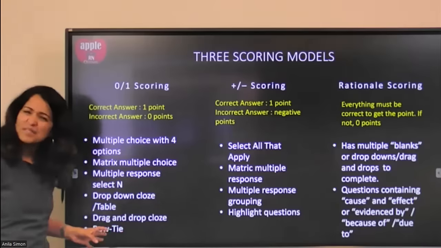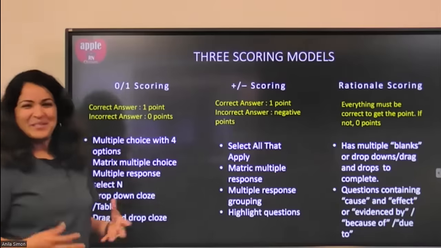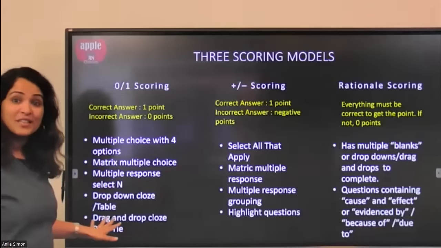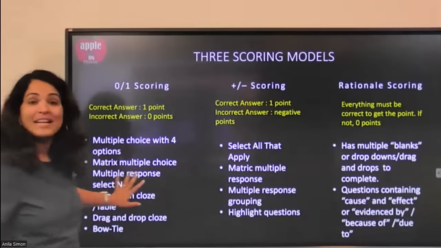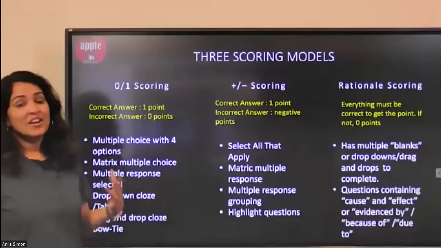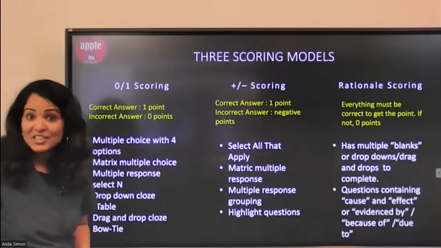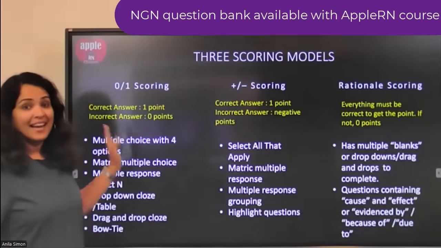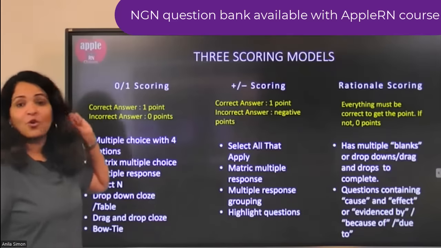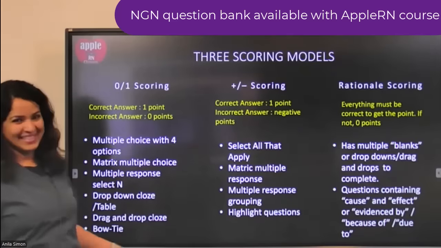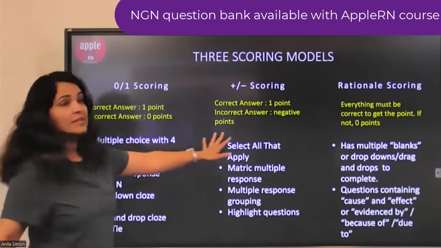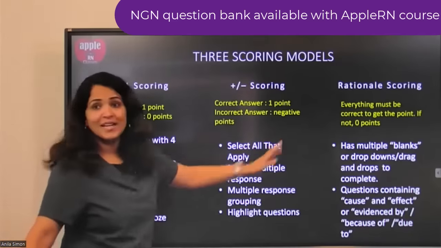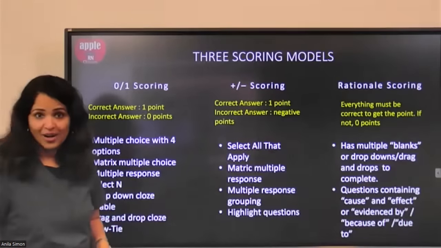I know these names are probably kind of new, but we have done a lot of questions in each of these areas. We have completely covered all these kinds. If you go through the webinar sessions and the question bank, it will show you examples, or many questions, from all these kinds. And also this is the partial credits one, where there is negative marking, and that's the rational scoring, where everything has to be correct to get the point.